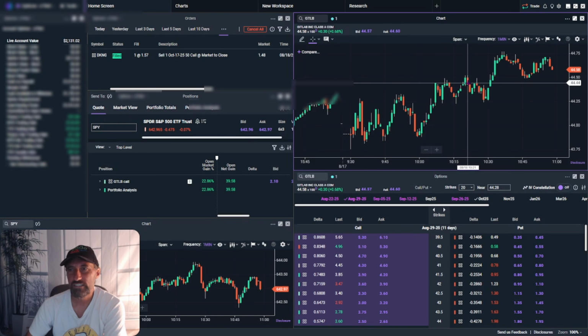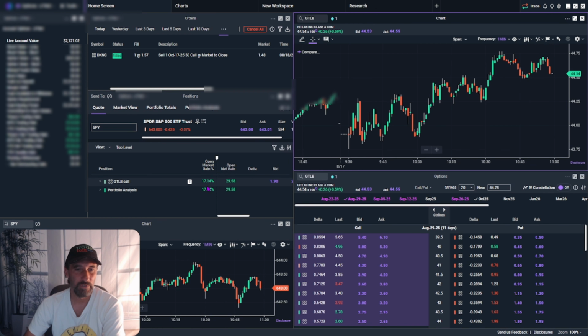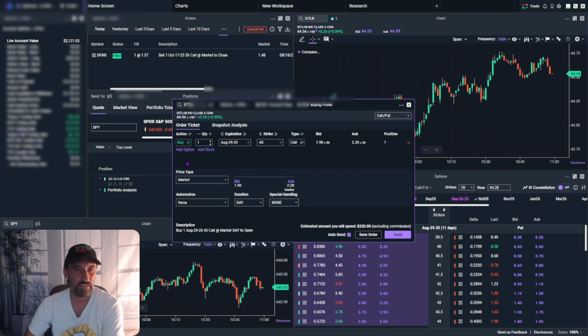And now looking at GTLB, you can see we're starting to come down a little bit. We couldn't quite make a higher high over here. So if this level breaks here, we're still at 22+%. So if this level breaks here, I'm just going to go ahead and close this out. Now remember, this one expires in 2 weeks, so I should be a little more aggressive managing this one. We went from 22% to 17%. So let's go ahead and click that.